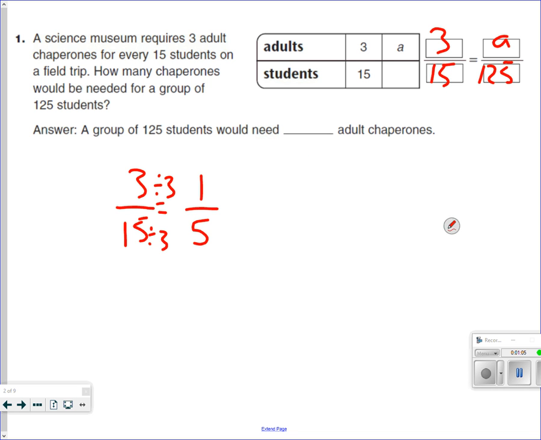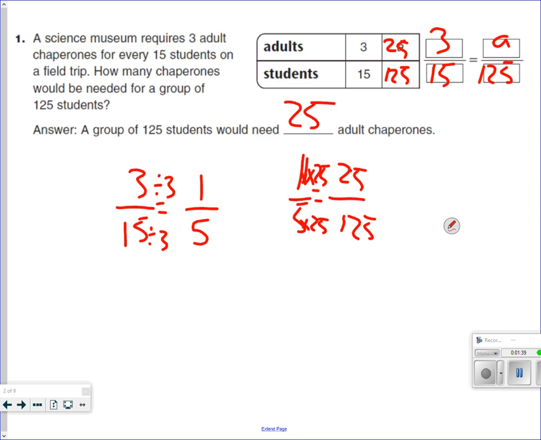If we rewrote this to be 1/5 equals something over 125, what is this number right here? Then we'll be able to solve it because 5 times 25 is 125. So 1 times 25 is 25. Oh, this would have to be a 125 too, I apologize. A group of 125 students would need how many chaperones? They would need 25 adult chaperones.